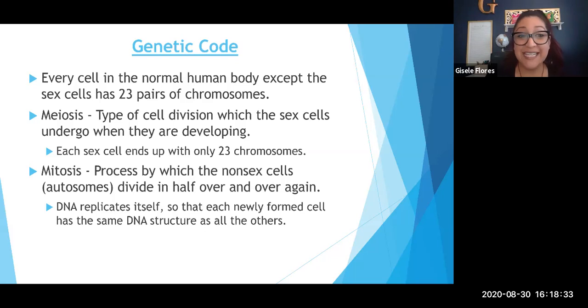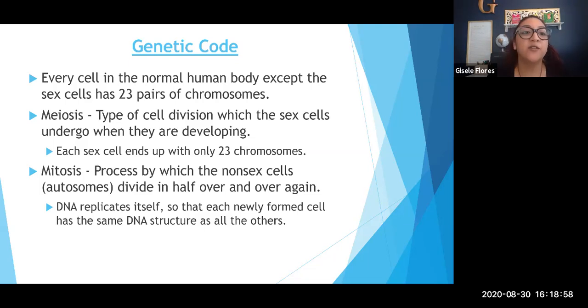So I look at the T in mitosis and think autosomes are all other cells that are not sex cells, whereas meiosis has that extra S, no T, and so I think sex cells, meiosis. So just my little mnemonic device. If it helps you, great. If not, just ignore it. But that's just how I remember the difference between meiosis and mitosis.